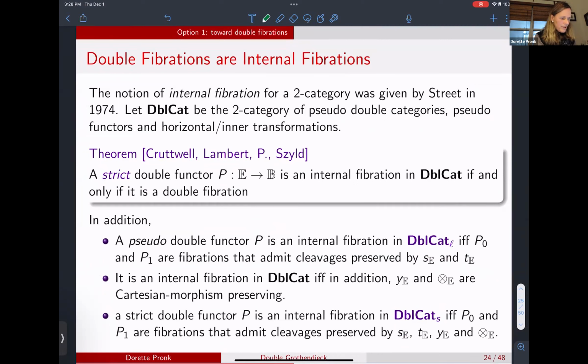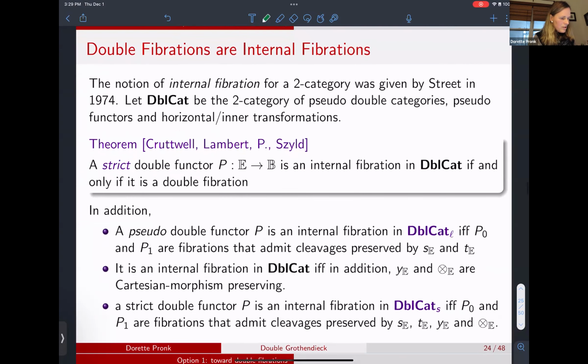For a strict double functor that works directly. If you work with pseudo double functors, then you have to be a bit careful. It's an internal fibration in double cat if we have a couple of extra conditions there. It's a matter of checking who needs to be Cartesian morphism preserving, and who needs to be cleavage preserving.